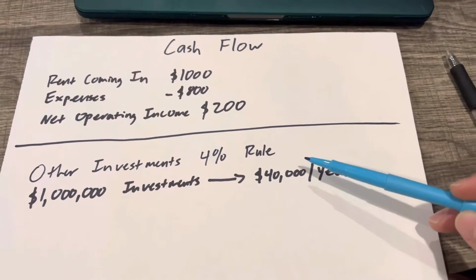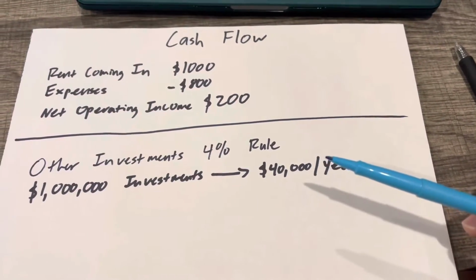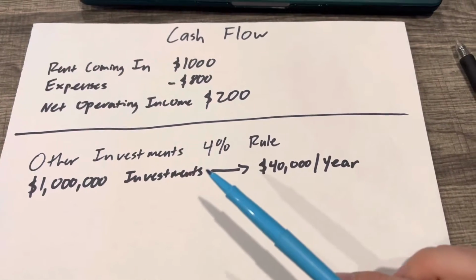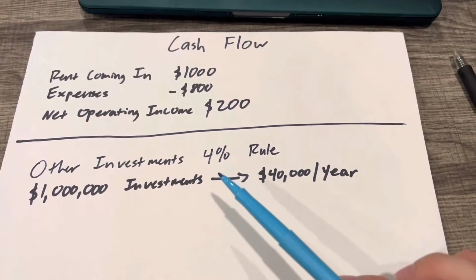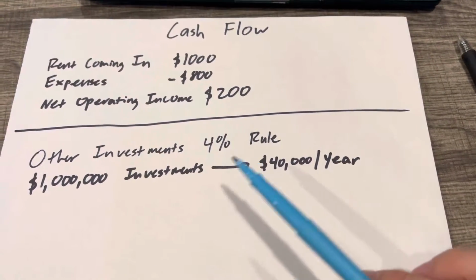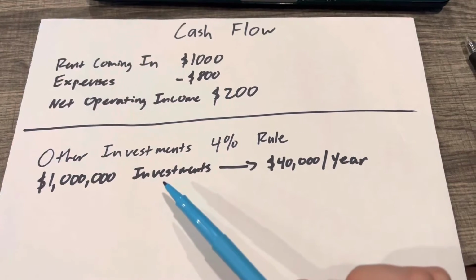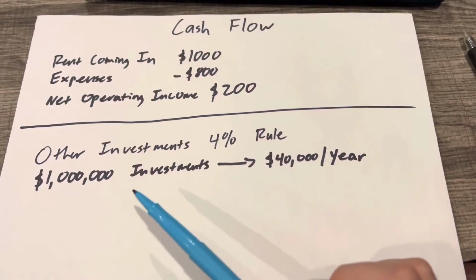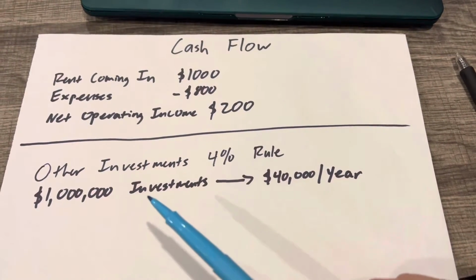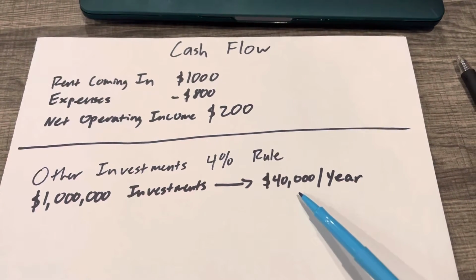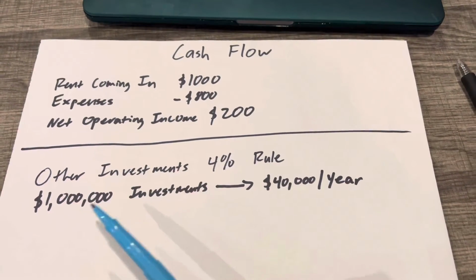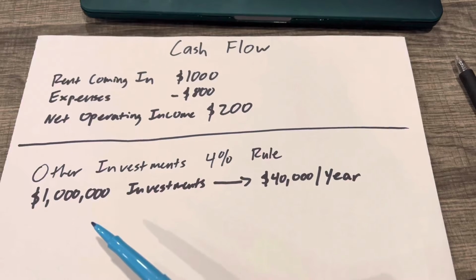In other investments, there's something called the 4% rule. Generally speaking, in stocks, life insurance, things like that, your investment can only give you about 4% a year without you having to touch the original principal. So for example, if you have $1 million in investments, whether in the Roth IRA, a 401k, a brokerage account, life insurance, anything like that, generally that can give you about $40,000 per year without making your $1 million go down, without burning your $1 million investment.